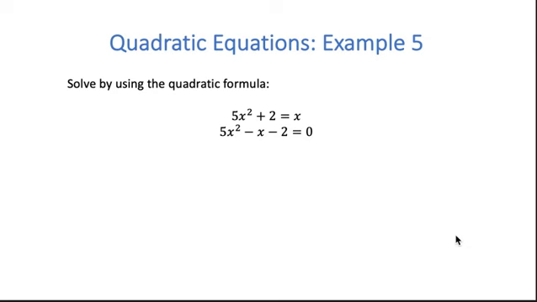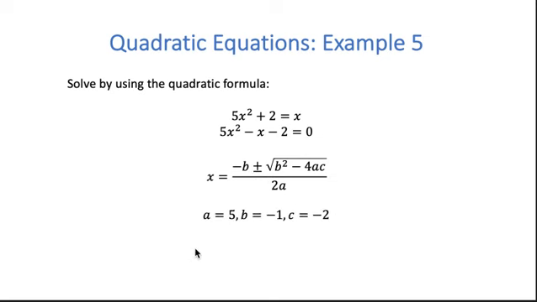Now what we're going to do is try to use the quadratic formula. Notice this isn't factorable. That's why we need to use the quadratic formula. So the quadratic formula, remember, is negative b plus or minus the square root of b squared minus 4ac over 2a. We're going to plug our a, b, and c into that formula. Remember, a is 5, b is negative 1, and c is negative 2.